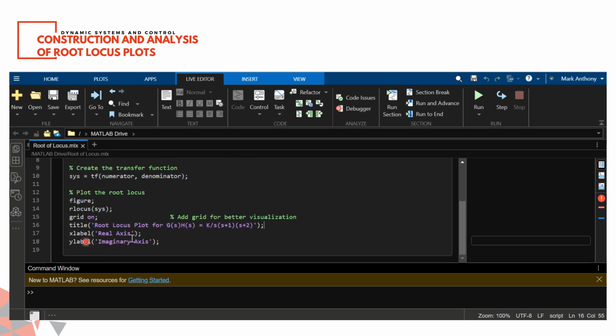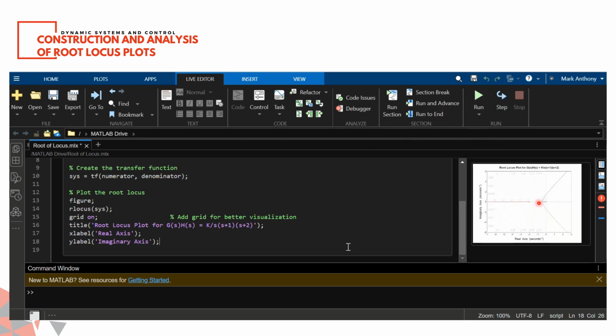Then grid on, and the title: root locus plot for G(s)H(s) = K over s(s+1)(s+2), and the x label and the y label as real axis and imaginary axis. After that, we need to run this code, and here's the plot.